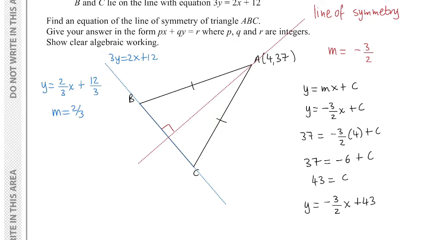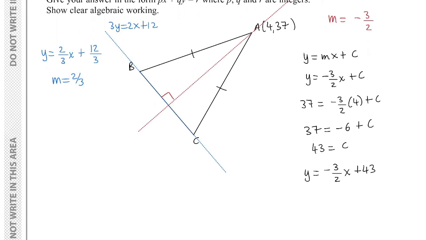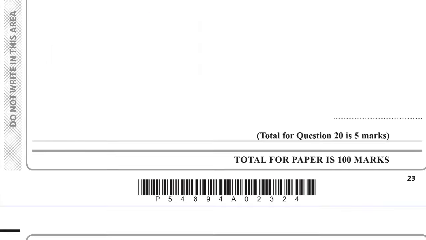And I'm not done. I need to consider that I have to give it in a particular form. I will multiply everything by 2. So 2y = -3x + 86. And then 2y + 3x = 86. And that will be exactly the form requested here. So 2y + 3x = 86.